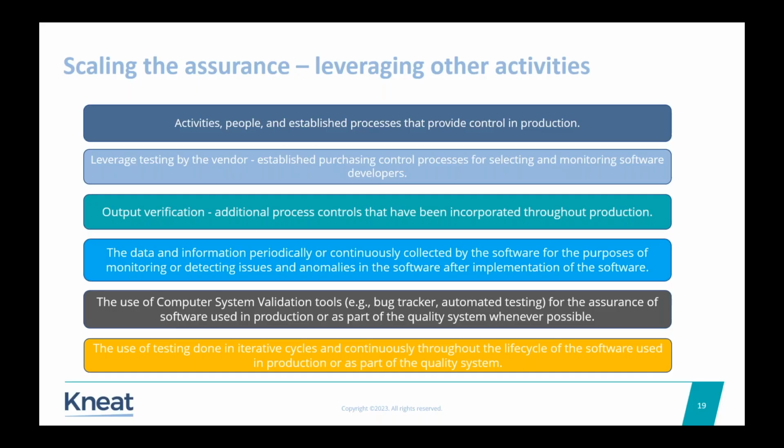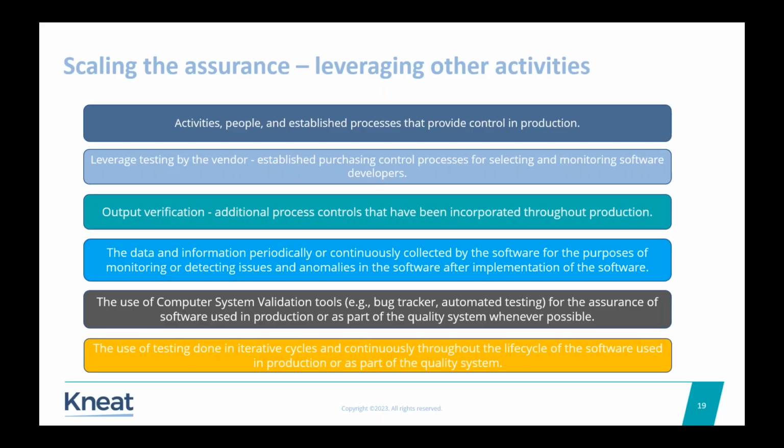So which leads on to the next one, which is leverage testing by the vendor. So establishing purchasing controls, processes for selecting and monitoring software developers. Essentially, that means that we're going to look at what the vendor has done. We're going to take what they've done. If we're happy with what they've done, we're going to bring that in as our objective evidence, essentially, and our verification activities as well. So if they've got a URS, if they've got a functional specification, do we necessarily need to rewrite that functional specification? We probably don't, because it's going to cost us time and money to basically rewrite everything again.